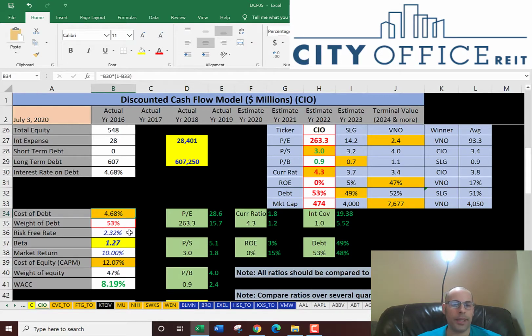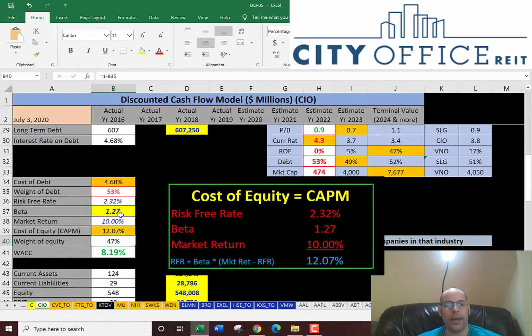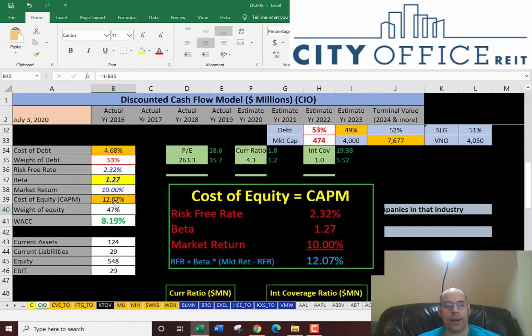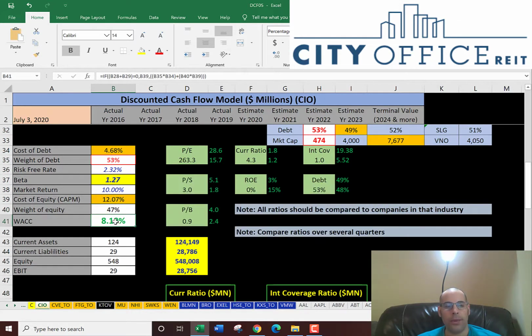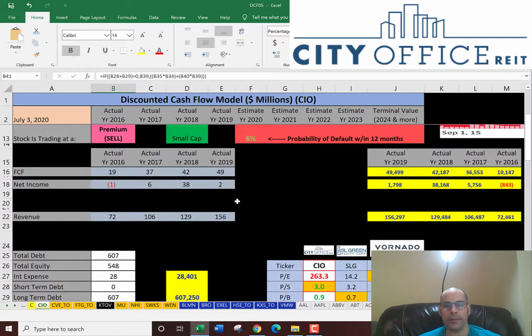To figure out the weighted average cost of capital, it's a blend of the cost of debt, 4.68%, and the cost of equity, 12.07%. And they have 53% debt in their capital structure and 47% equity. And the cost of equity is figured out by using the capital asset pricing model. And the weighted average cost of capital comes out to 8.19%. And that's what we're going to use to discount the future cash flows.